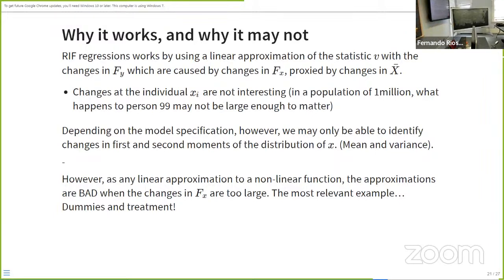Finally, because this is just a linear approximation, the RIF itself is a linear approximation, and we're using on top of that an OLS, so it's an approximation of an approximation. The approximations are going to be bad whenever you think about a change on X that is too large, as we were discussing over there. When the change that you're trying to analyze is too much for the data, then the results are not going to be reasonable, not always reasonable. The most relevant examples are the cases of dummies or treatment effects.